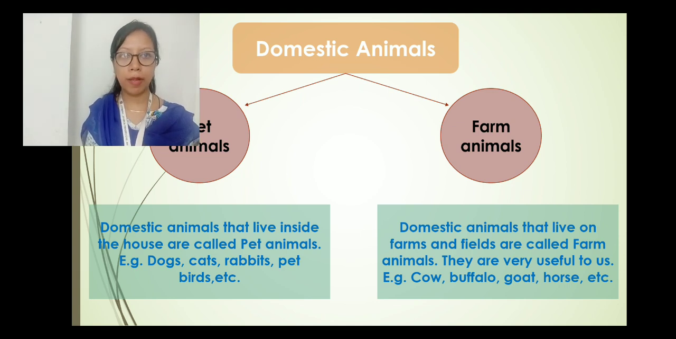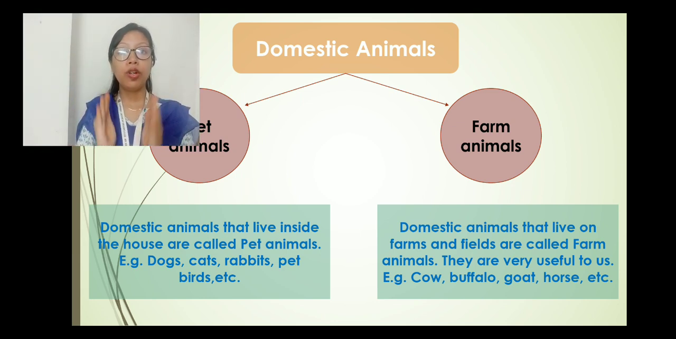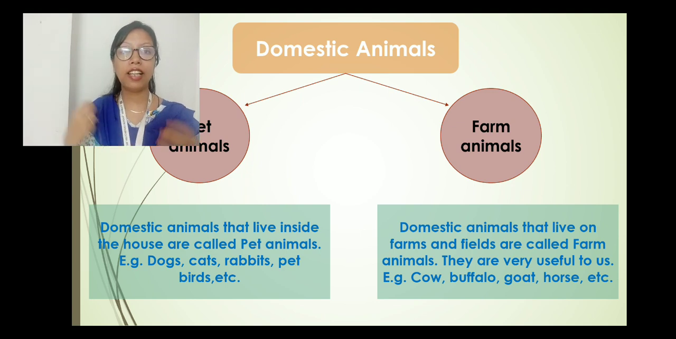We have studied domestic animals, right? Domestic animals as a whole are those animals that live on farms, fields and in houses. Then again, the domestic animals have been divided into two parts, pet animals and farm animals. The animals that live inside the house are called pet animals, and the animals that live on the farms and fields are called farm animals. So pet animals are the dogs, cats, rabbits, pet birds, etc., because we keep these animals inside our house. Therefore, these are pet animals.